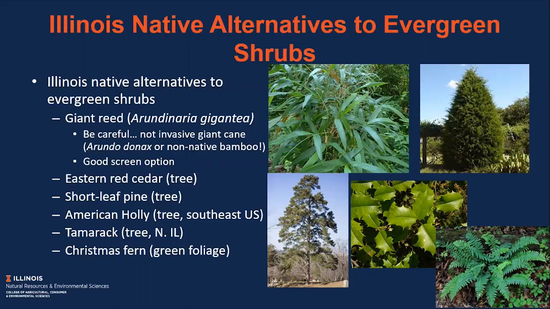The eastern red cedar, of course, pictured in the top right. This is a fairly large tree at maturity. Another tree, the shortleaf pine, is native to some parts of Illinois, and the tamarack tree up north. American holly, similarly, can be a good sized tree at maturity, but it is kind of native to our southeast. Might be a good option for you. And then finally, I have listed here the Christmas fern. If you're just interested in having some green foliage throughout the year, that might be a good option.